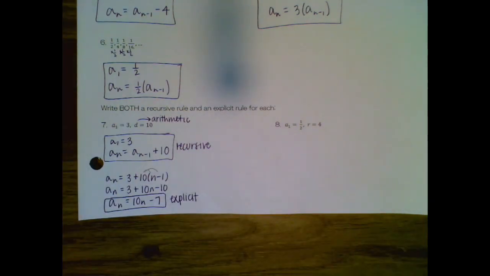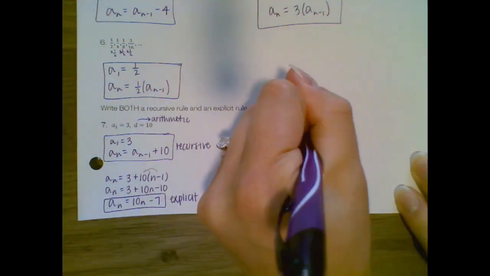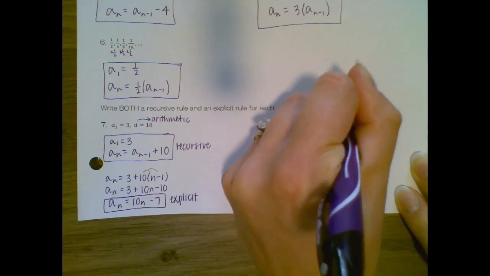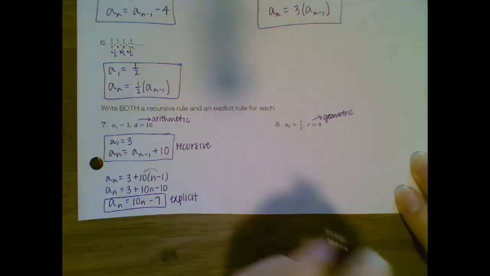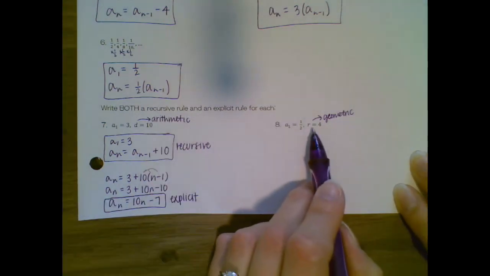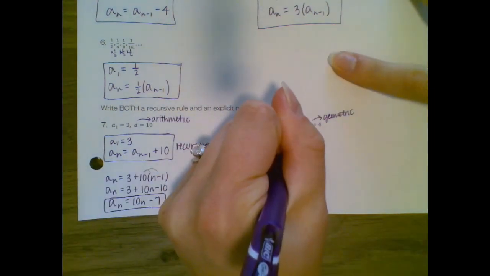Okay. All right, number 8, we have a sub 1 is 1/2, r is 4. So this tells me it's geometric because it gives us an r value. It's good to know your vocab. d is common difference, arithmetic. r is common ratio, it's geometric. So let's write the recursive rule first.